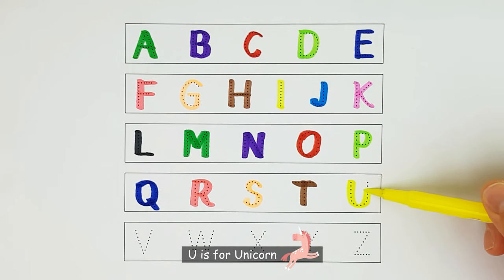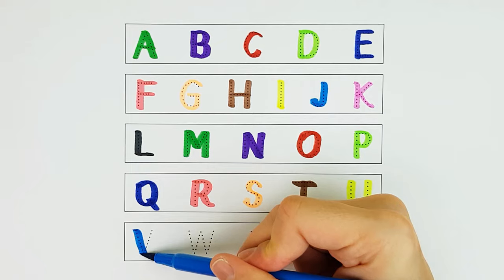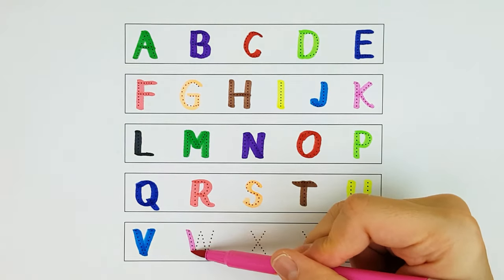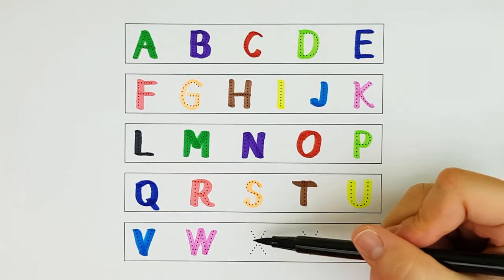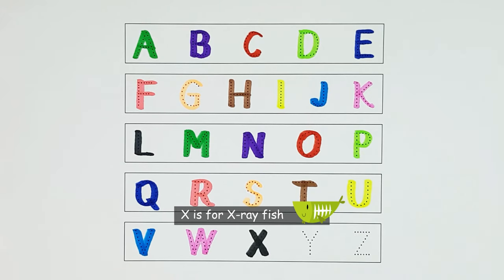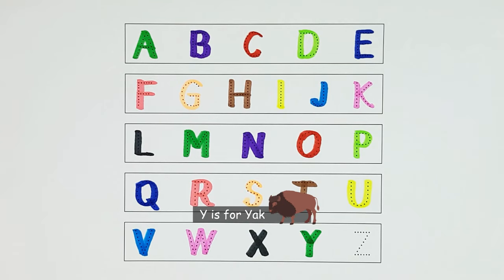U is for unicorn. V is for vulture. W is for walrus. X is for x-ray fish. Y is for yak.